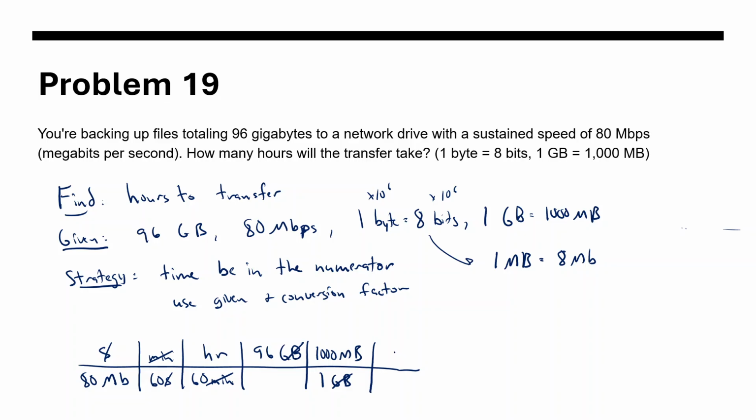So I'm going to say 8 megabits goes on top because we've got megabits on the bottom. 8 megabits is equal to 1 megabyte. All right, so that gets rid of the megabytes here. That gets rid of the megabits here. And we're left with hours, and no unit on everything else. Okay, and now we would just multiply the numerator, 96 times 1,000 times 8, and then divide by 80, divide by 60, divide by 60. And that gets us approximately 2.67 hours.